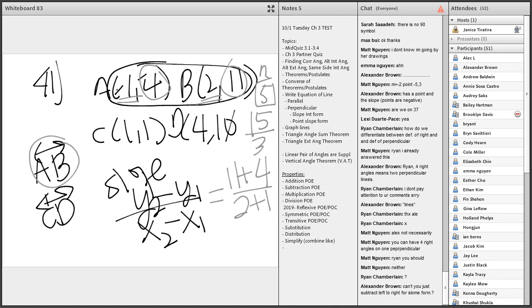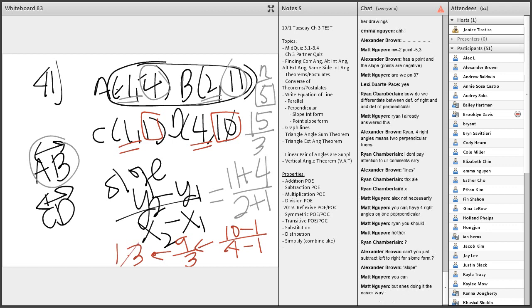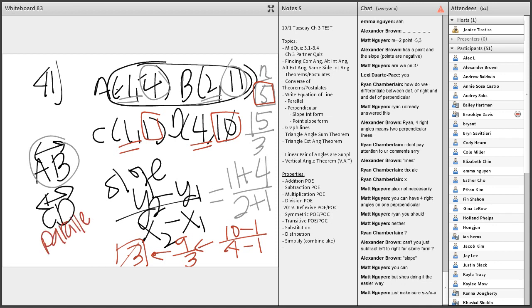Then you do it again for CD. So this is 10 minus 1, and then the bottom is 4 minus 1. That'll be 9 over 3, and that's 3. So that means, wow, 3 and 5, they are not the same. So this is not parallel. 5 and 3 are not opposite reciprocals, so it's not perpendicular. So therefore, your answer to this question is neither.